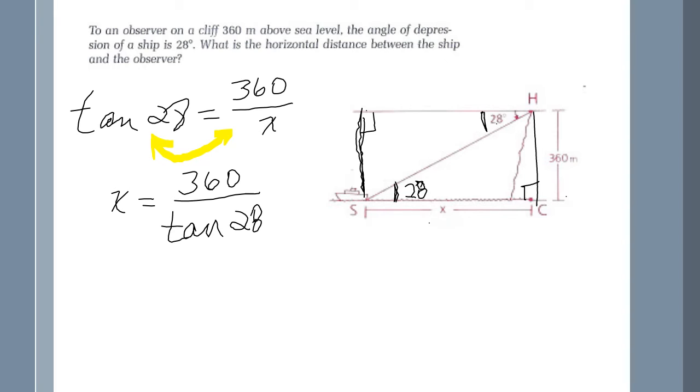So, handy dandy calculator time. So, 360 divided by, hit my trig key, hit the tangent button, and I've got 28 degrees as my measurement. I hit enter. Kaboom, 677.062. So we're doing this in meters, so x, let's just round it to the nearest meter, 677 meters. Okay?